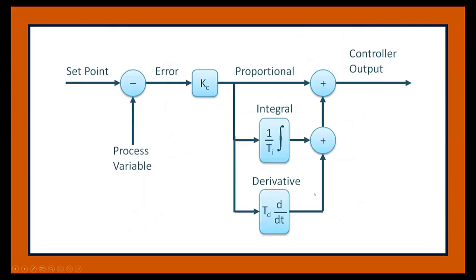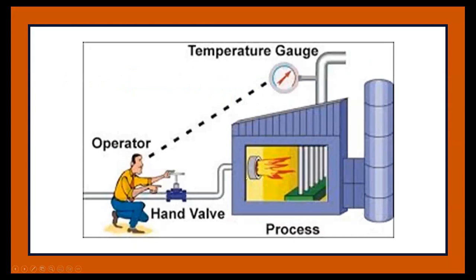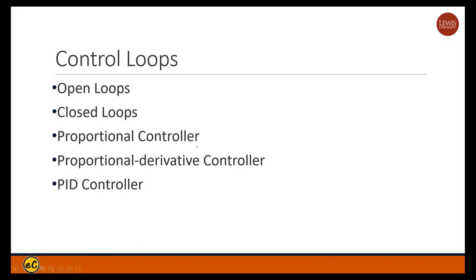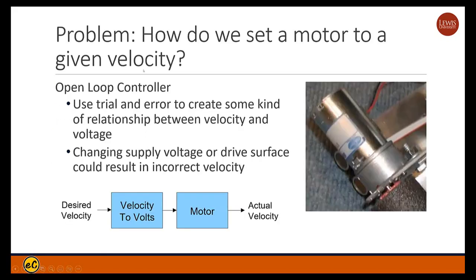So these are the mathematical models. The controller is some kind of gauge, and you read the gauge and feed back to control how much gas you need to provide. So this is a feedback loop, a low-level feedback loop. We do have open loop, closed loop, proportional controller, proportional derivative controller. These are different loops. So here let's look at how we set a motor to a given velocity.